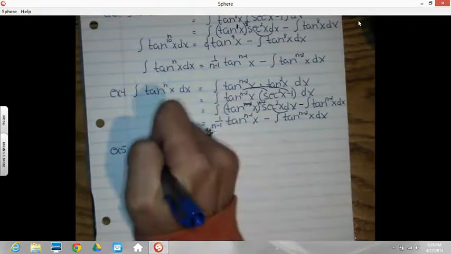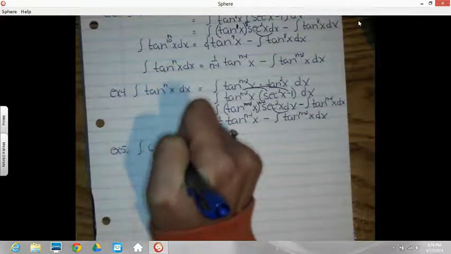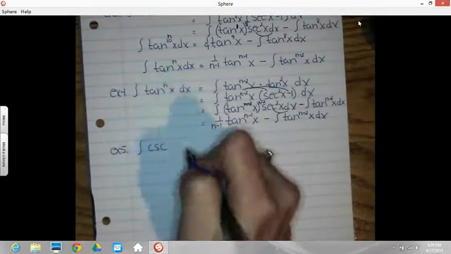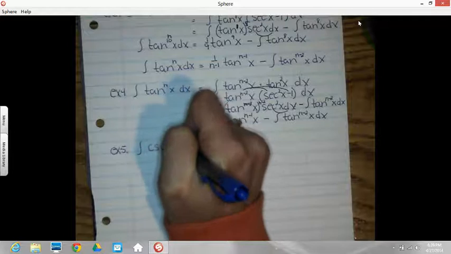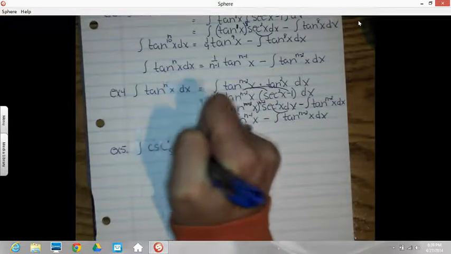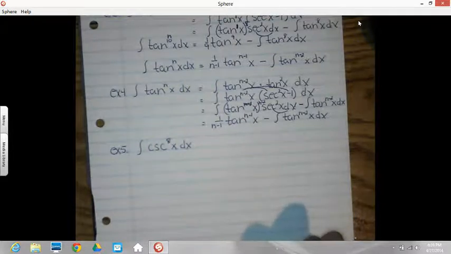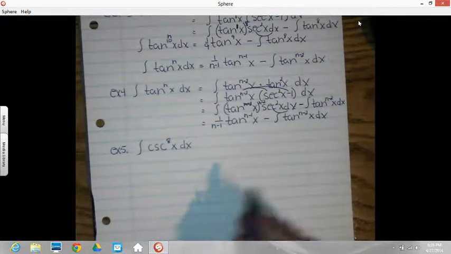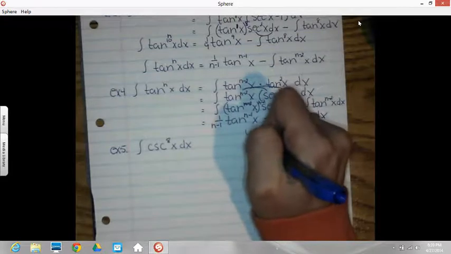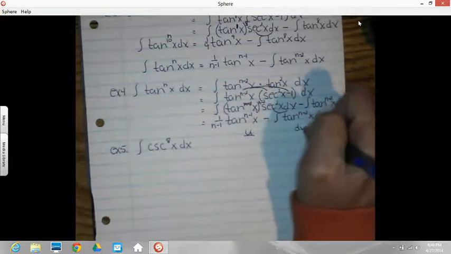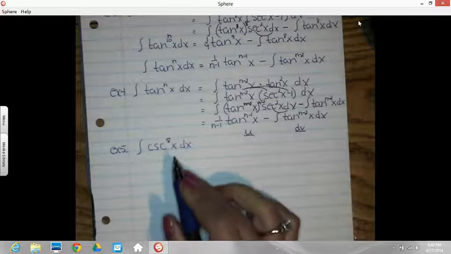The integral of cosecant to the 8th power x dx. Okay, this one can be done with integration by parts. So u, dv. So we want to know, what can we integrate here?